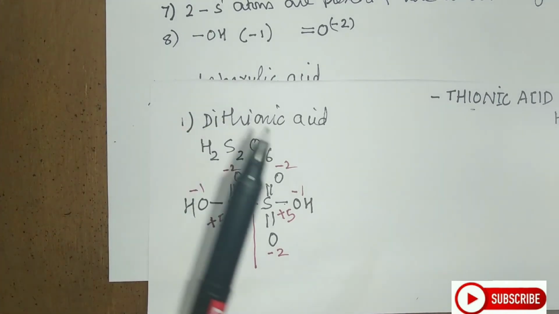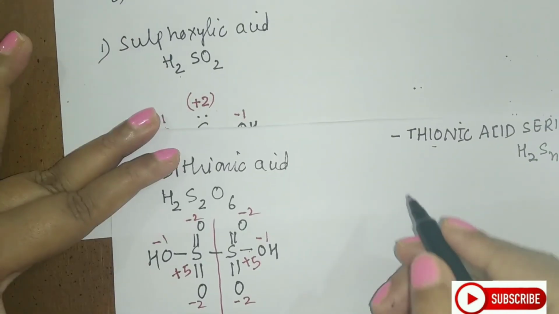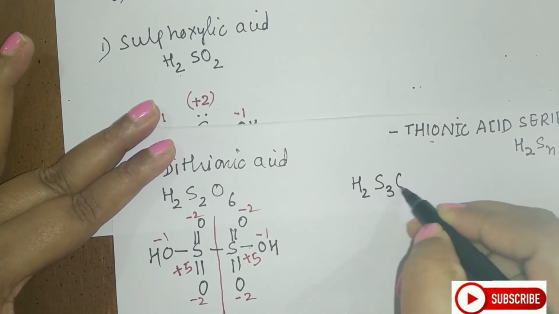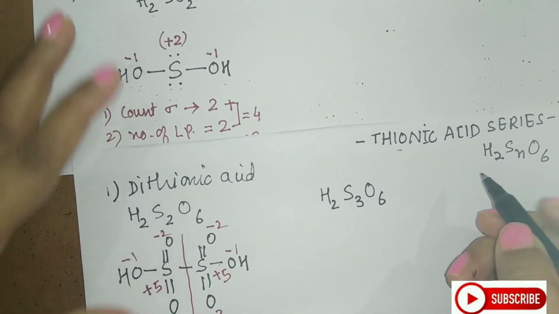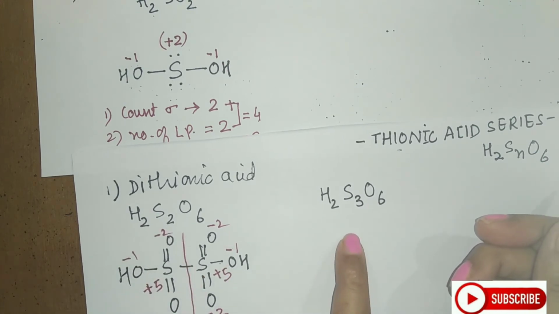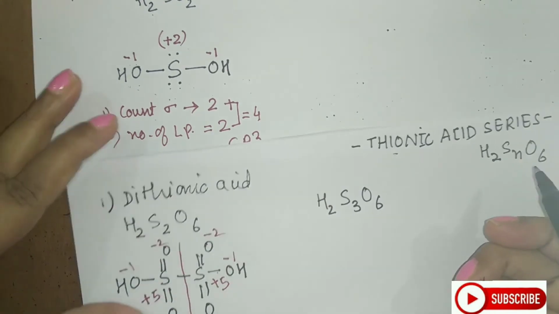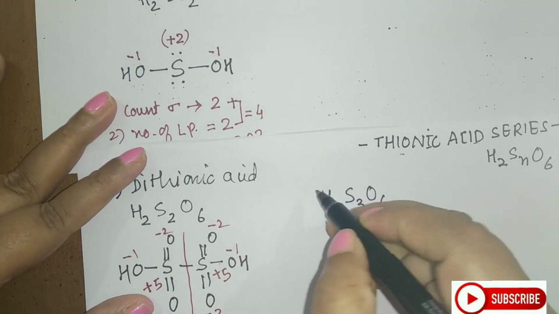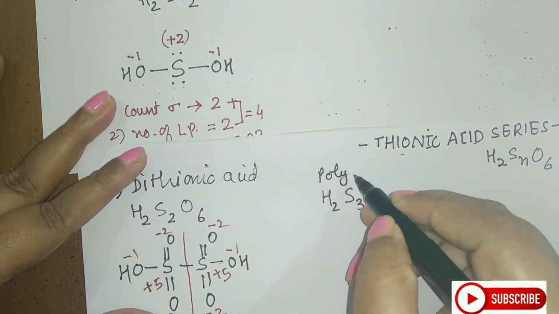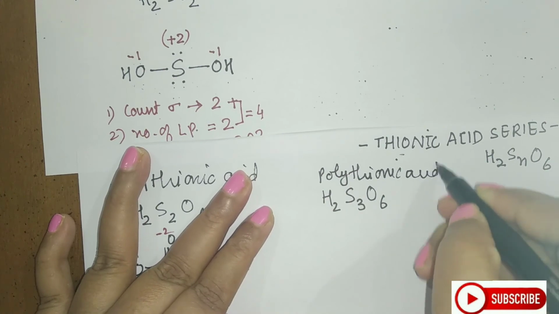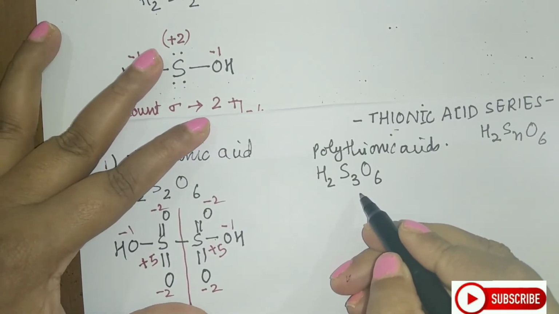Now if this n value becomes 3, what will be the molecule, students? It will be H2S3O6. Then this is how you will name this. I call this as dithionic. This will be called as trithionic. Then you will have tetrathionic. So the first one is called dithionic and all the remaining are called polythionic acids. So for this we will try the structure.